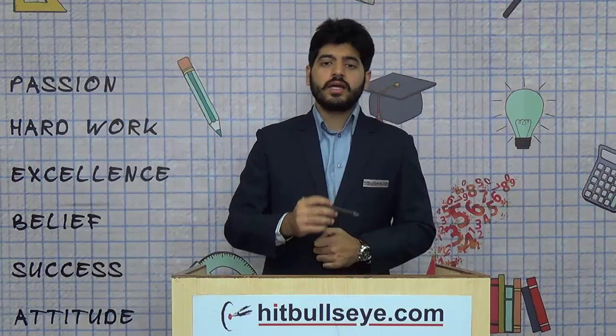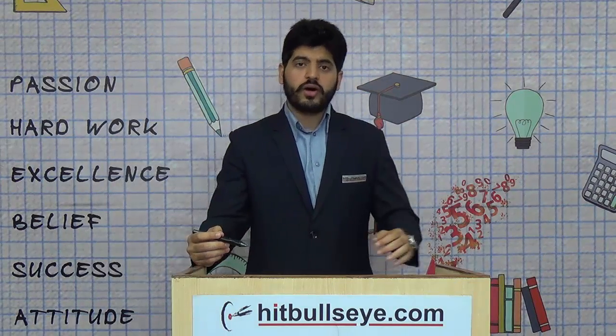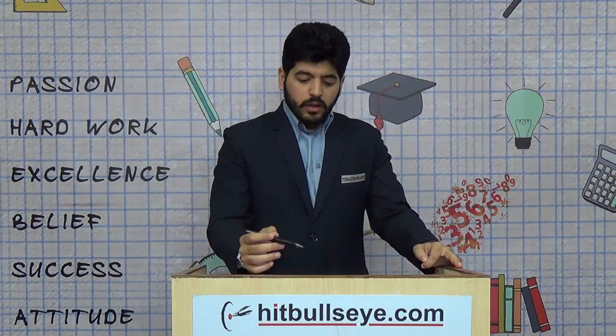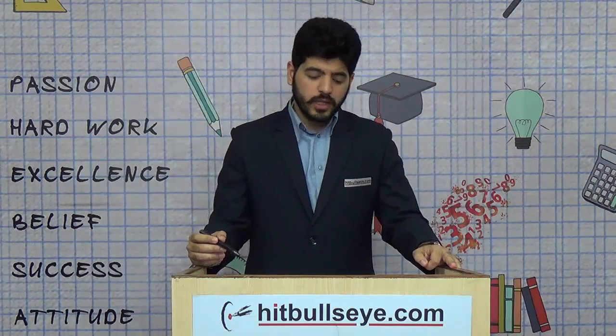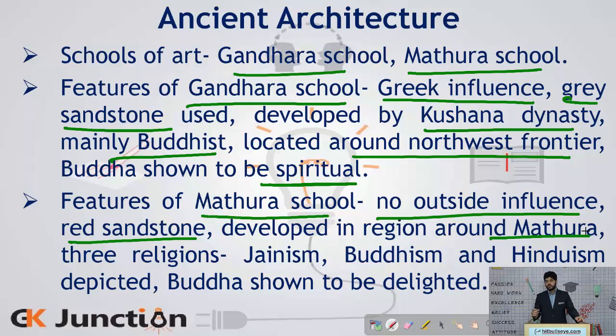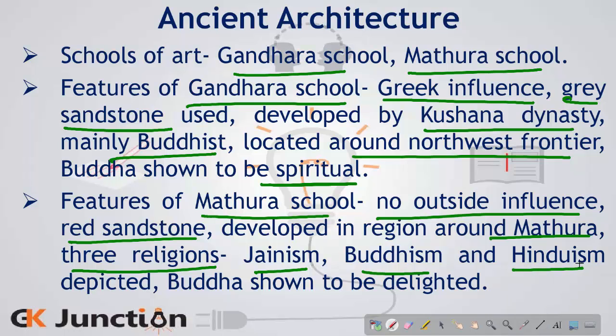And again, there is one more difference between Mathura school of art or architecture and the Gandhara school of architecture, that Gandhara school of architecture was mainly based upon Buddhist themes. But on the other hand, Mathura school of architecture had themes of all the three religions at that time present in the country, namely Jainism, Buddhism, and obviously Hinduism. And in this, Buddha was shown to be a delighted being as against a spiritual being in the Gandhara school.